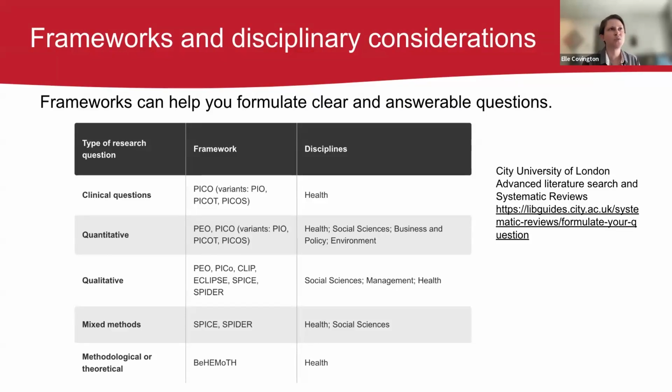So if you're working in the social sciences, something like SPICE or SPIDER or PEO, which is population, exposure, outcome, which I've got on the next slide. Some of those lend themselves a little bit more to social sciences contexts. And then business and management as well.